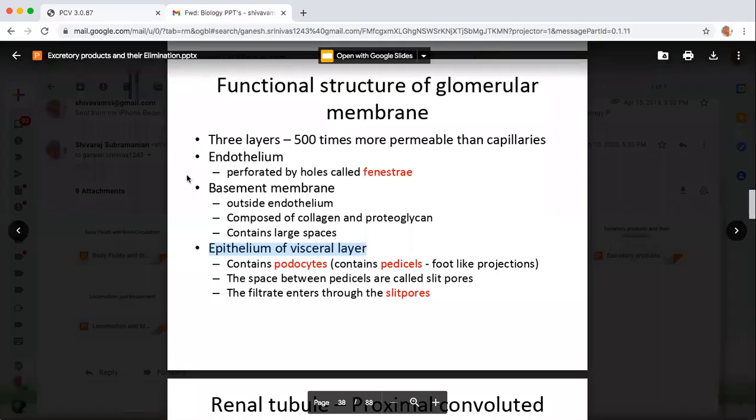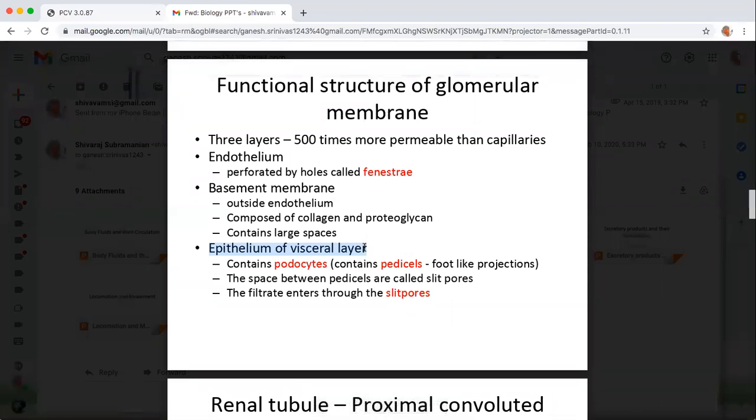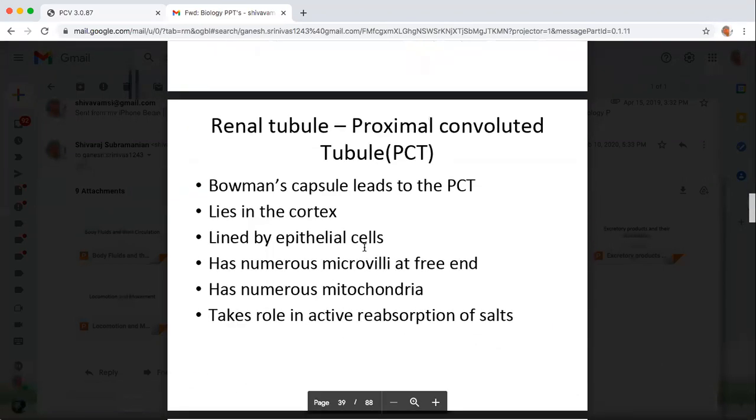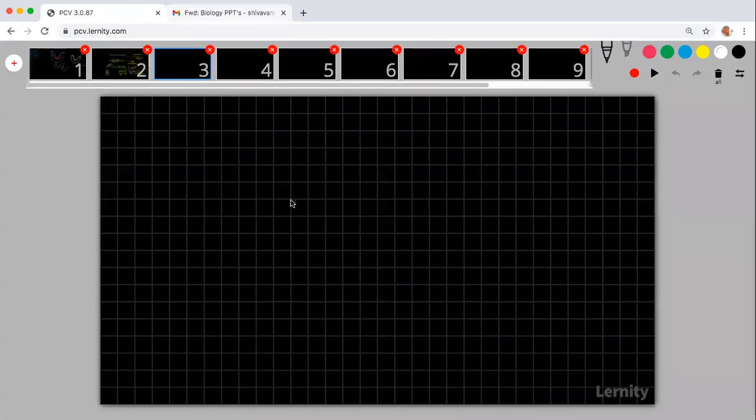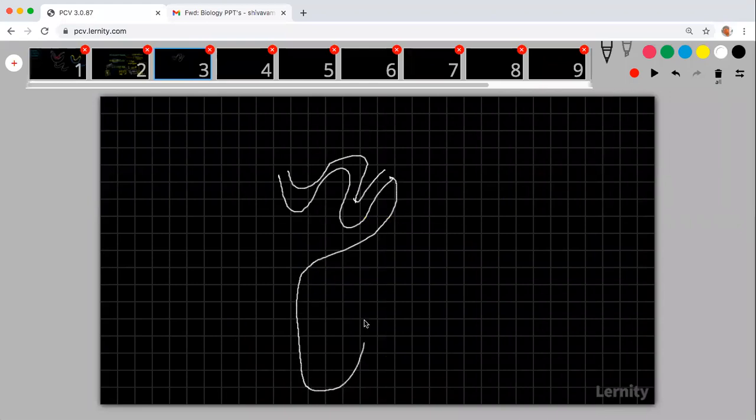Okay, so now we'll move on to the next one. The next one is the renal tubule. In the renal tubule, you'll have three distinct regions. We have already seen them. You have the PCT, followed by the loop of Henle, and then you will have the DCT.